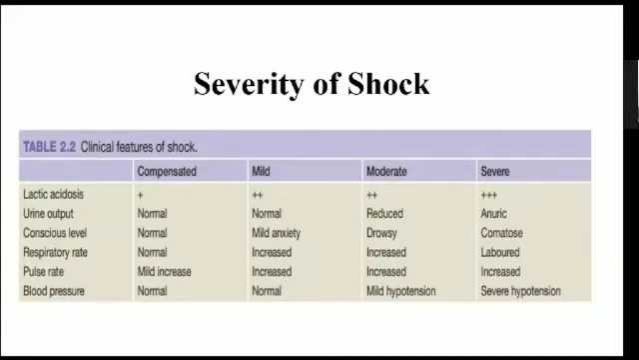Urinary output is normal in compensated and mild shock. It is noted that in mild shock, urinary output and blood pressure may be normal. So how can we differentiate clinically in the patient with mild shock? In this case, we should measure the respiratory rate and pulse, which are increased in mild shock.